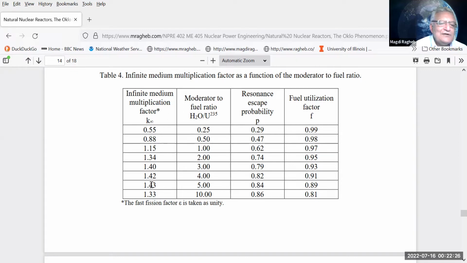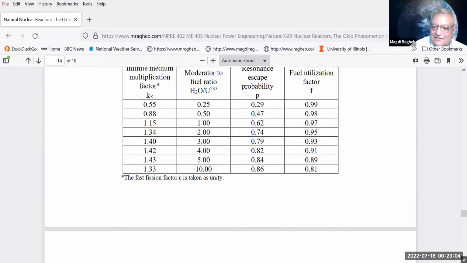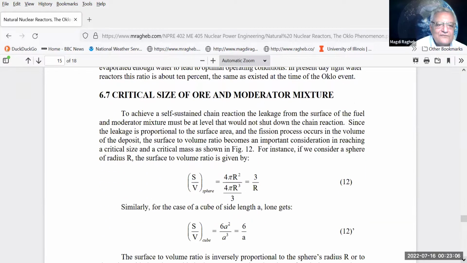It's a design issue to maximize your infinite medium multiplication factor for the type of fuel that you have. You could see here they reach a maximum at a moderator to fuel ratio of 5, a resonance escape probability of 0.84, and a fuel utilization factor of 8.89. And you could see in that case that depending on whether the water receded in and out from the reaction zones during the Oklo phenomenon, basically the system went critical and then stopped and then became critical again and stopped, and hence it lasted for hundreds of thousands of years in an on and off situation.